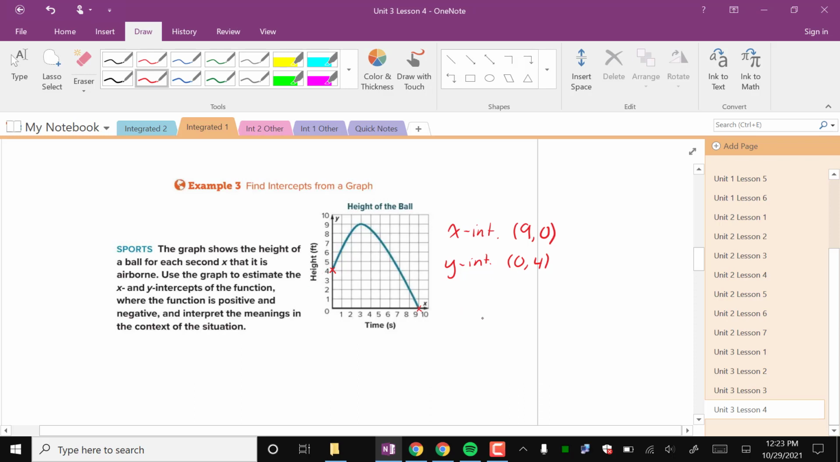Now I want to figure out, when is this positive? And the function is positive when x is between 0 and 9. We don't have anything else for this graph after that, so we don't have any negative part.